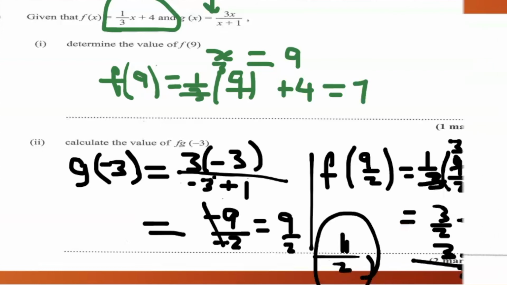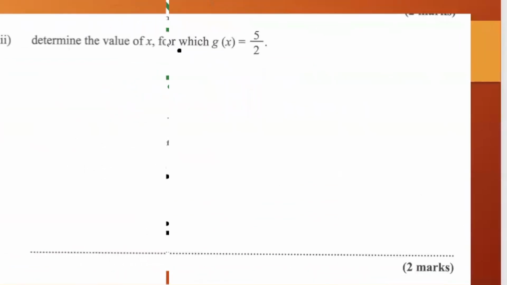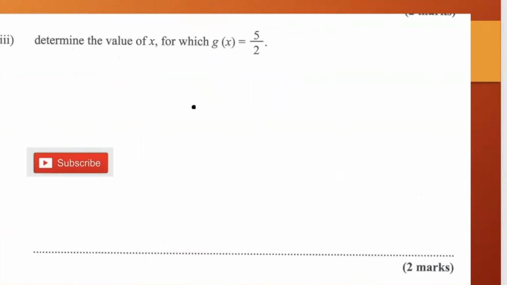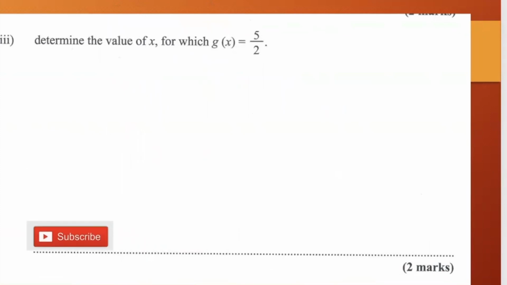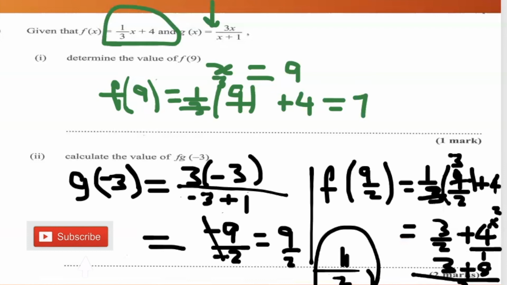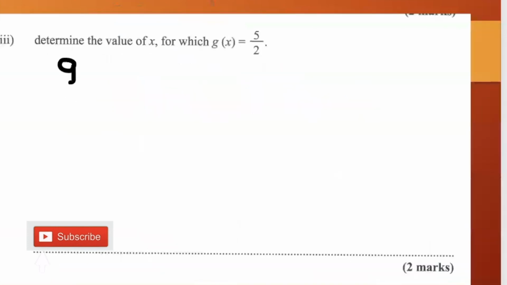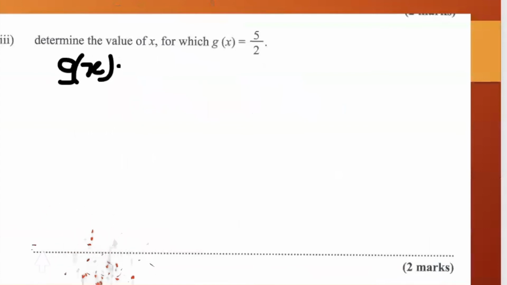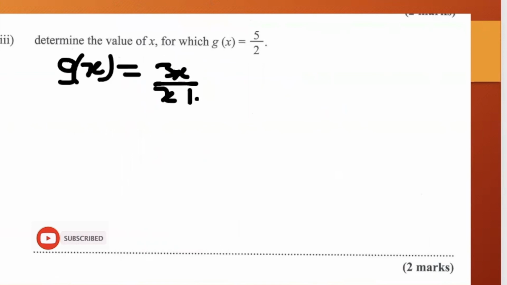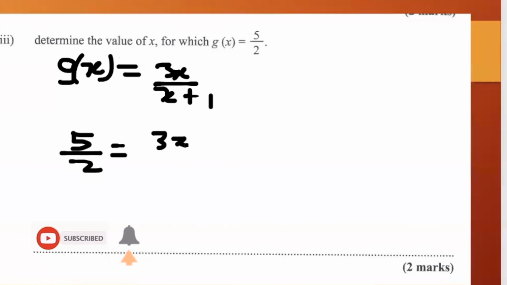This is the answer. Determine the value of x for which g(x) is equal to 5/2. So we're focusing on g(x), which is 3x over x plus 1. So g(x) is equal to 3x/(x + 1). I said g(x) is equal to 5/2, so I'm going to have 5/2 here equal to 3x over x plus 1.